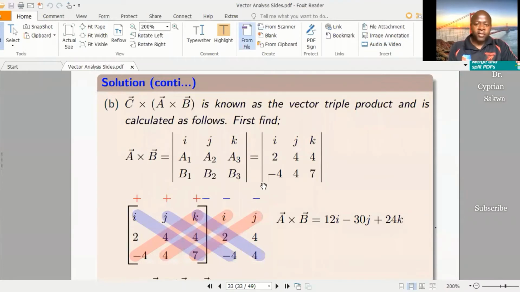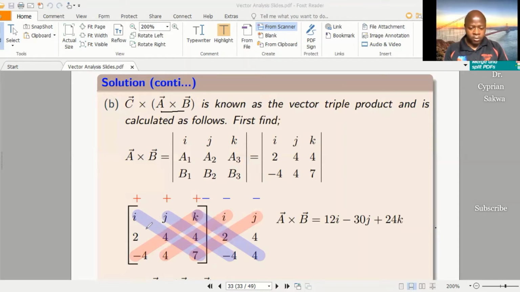I began by defining this, and I said this is known as the vector triple product, and it's calculated as follows. So first of all, I did the cross of this, and this ijk. We already now define the cross product because we've been doing it in our previous videos. So this will be A1, A2, A3, and then B1, B2, B3. But we know these are the coefficients of A. And so the coefficient of A was 2, 4, 4. And that of B was negative 4, 4, 7.